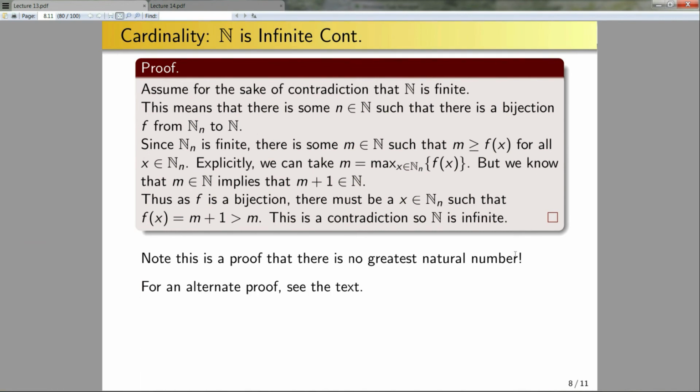Now for an alternative proof, see the text. In the alternative proof, instead of using a bijection from N sub n to N, they build the bijection from N to N sub n. But again, since we're talking about bijections, you can freely swap the codomain and the domain, and the result still holds. Now let's talk about another statement.